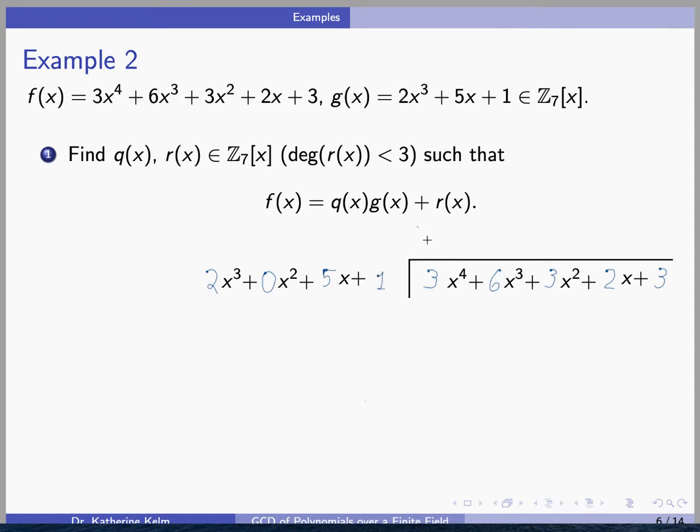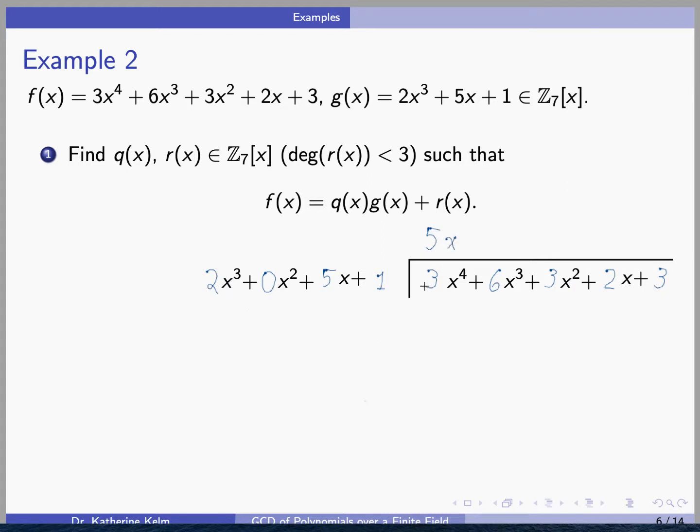First, we need to figure out what can we multiply by 2x cubed to get 3x to the 4th. Now remember, we are working over Z7, not over Q. So there are no fractions. We should not put 2/3 here, because that's not an element of Z7. Instead, we need to ask, what element of Z7 do we need to multiply 2 by in order to get something that is congruent to 3 mod 7? And you can check that if you multiply 2 by 5, you will get 10, which is congruent to 3 in Z7. So here we're going to write 5x.